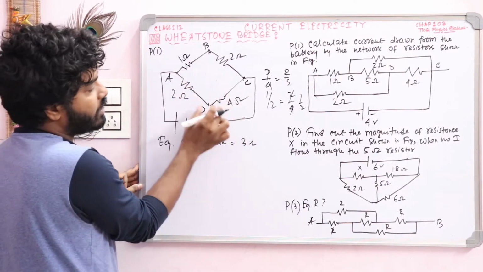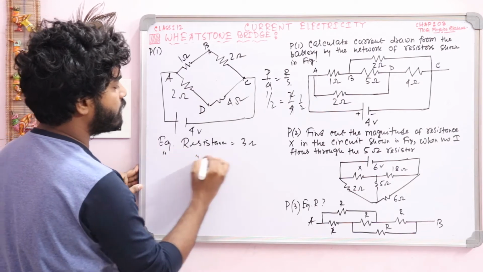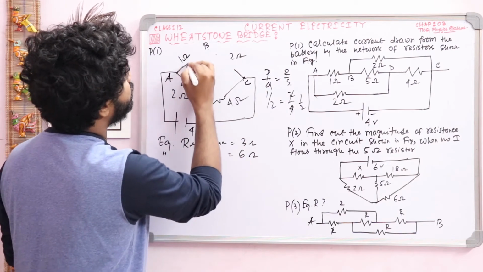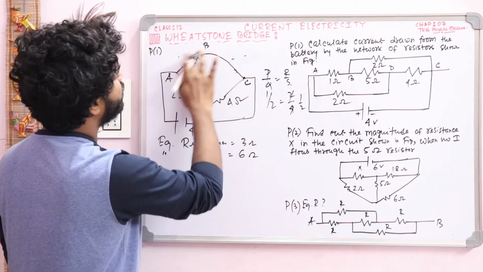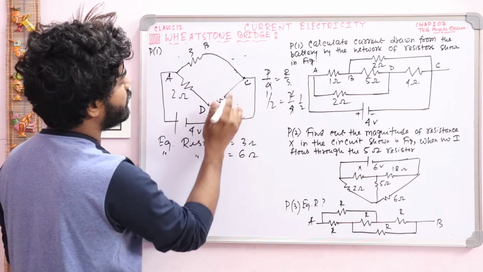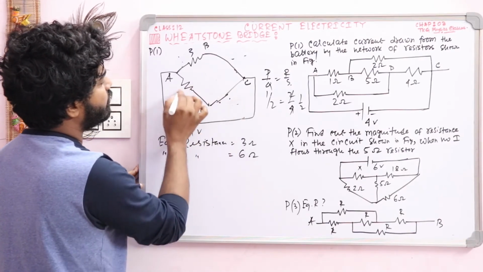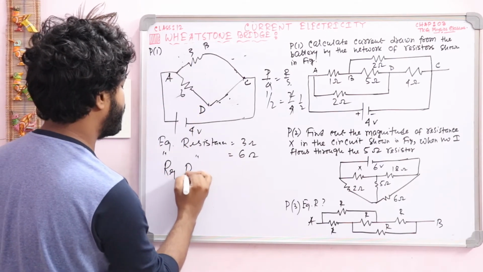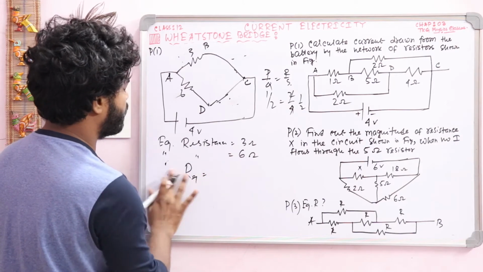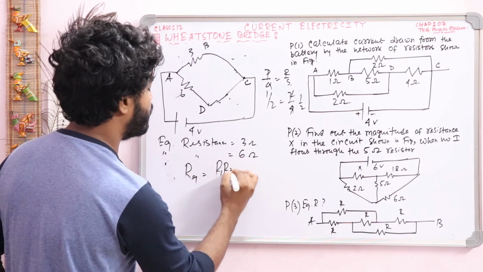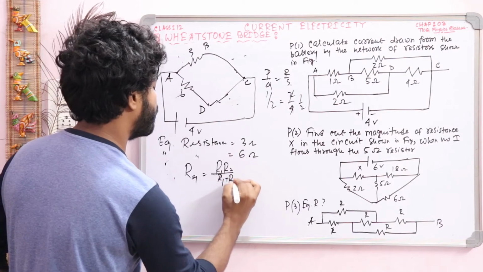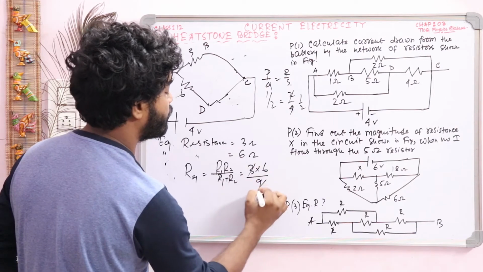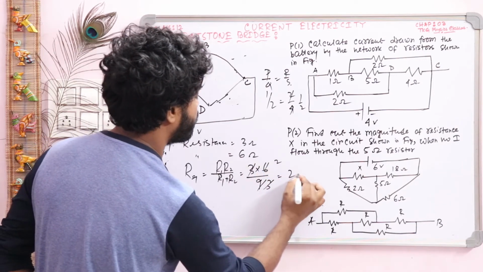Here 2 and 4, this one is also series, so equivalent resistance here is 6 ohm. Now see this one, suppose here the resistance is 3, this one is 3, and here suppose this resistance is 6. Now 3 and 6 are a parallel combination, so for parallel combination, the equivalent resistance R equivalent, you know the formula, R1 R2 divided by R1 plus R2. So R1 is 3, R2 is 6, divided by R1 plus R2, that is 9, 3 is a 2, so this value is 2 ohm.